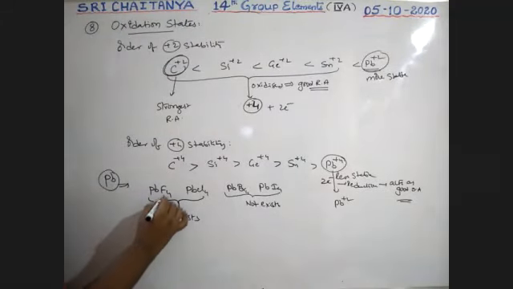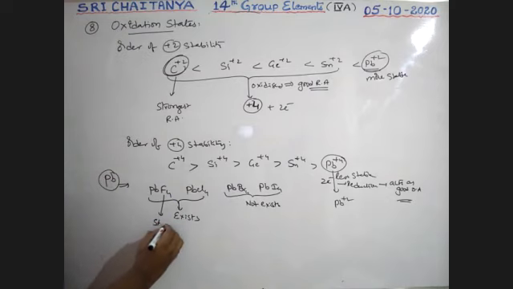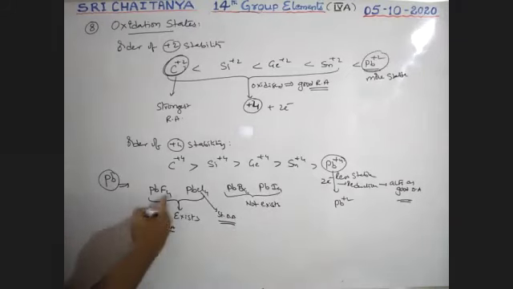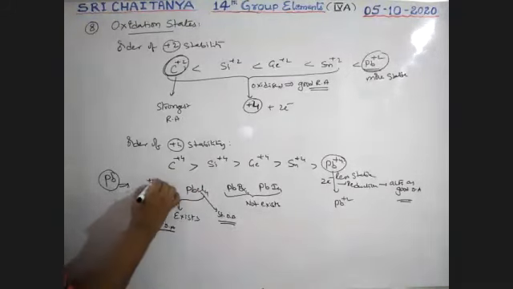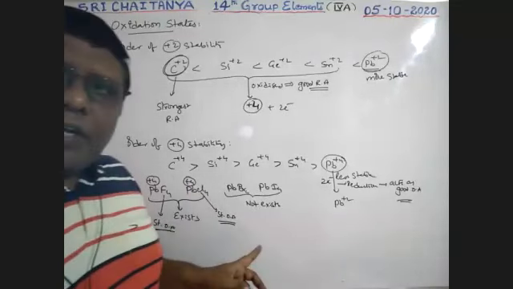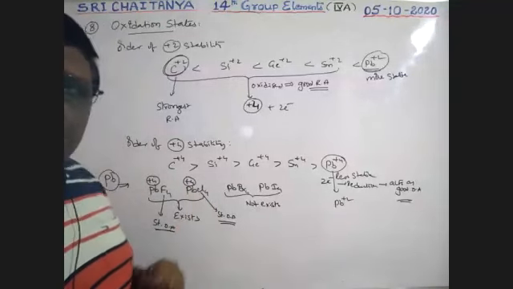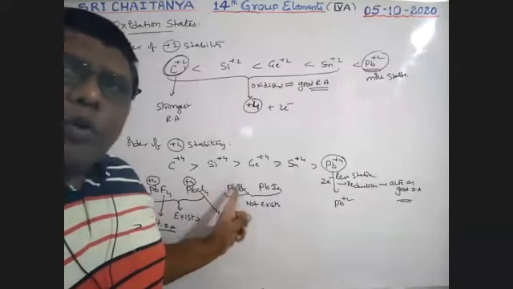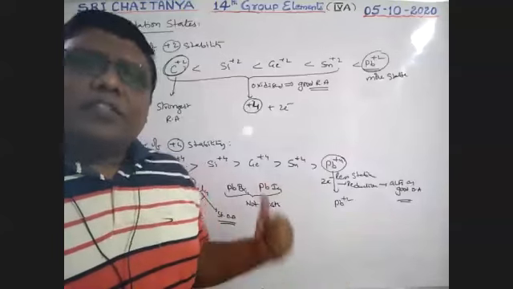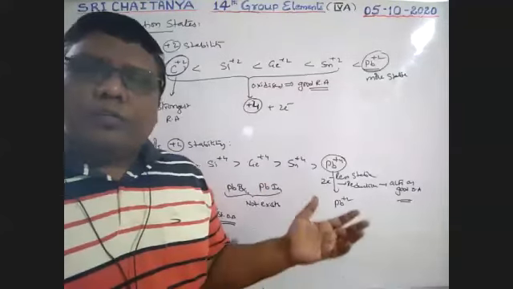Because fluorine is a strong oxidizing agent, chlorine is also a strong oxidizing agent. Because of the high oxidizing power of fluorine and chlorine, lead in the +4 state is stable. So that's why these two compounds exist. But bromine and iodine do not have that much oxidizing power. So lead should be converted into the +2 state.